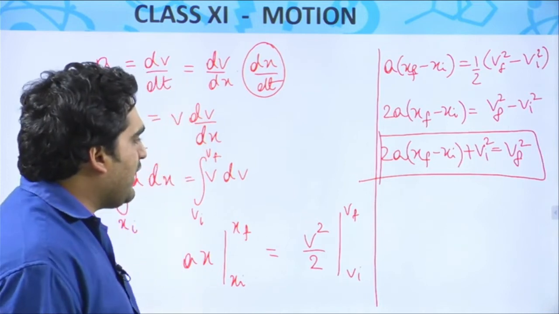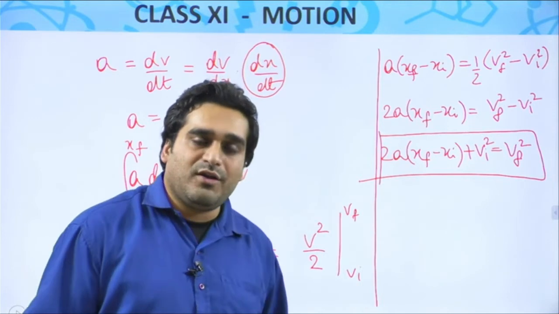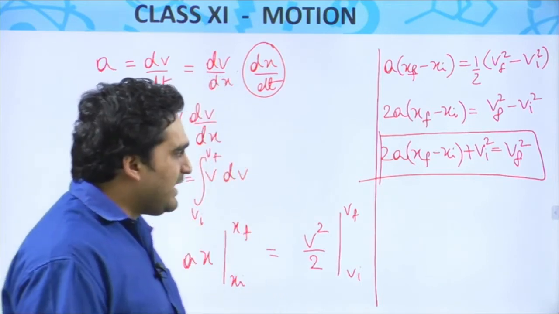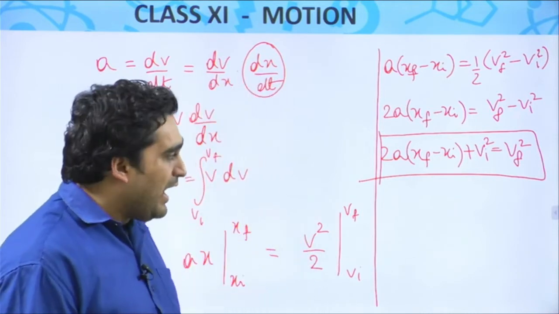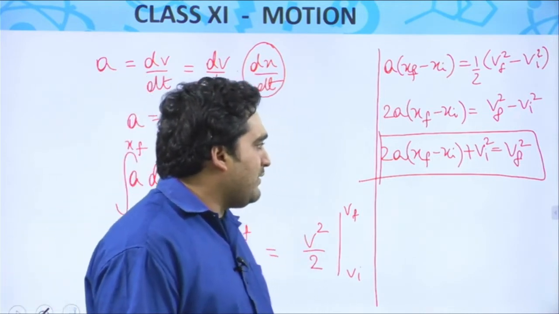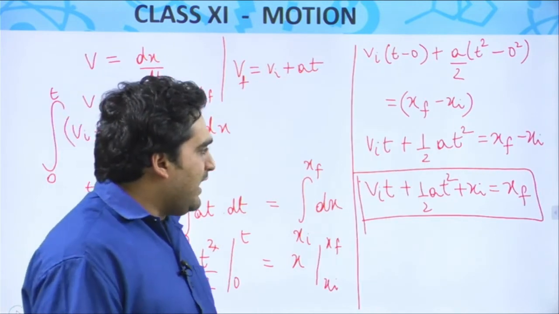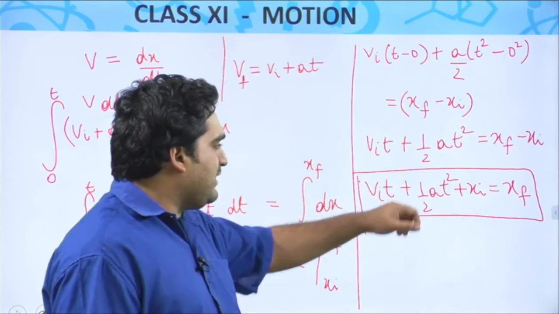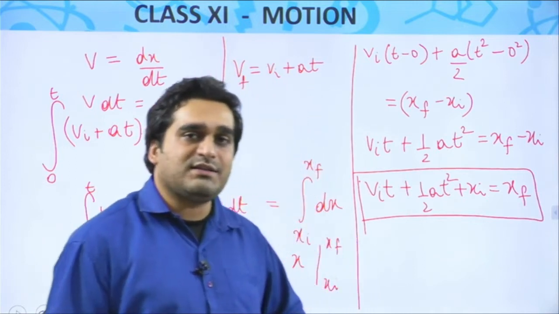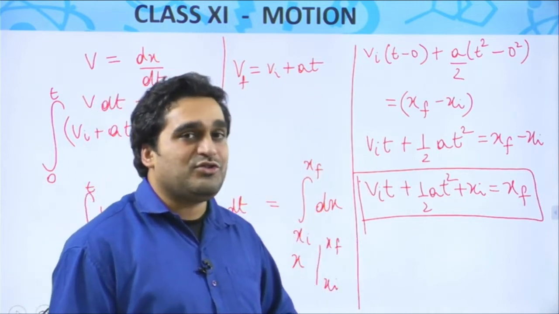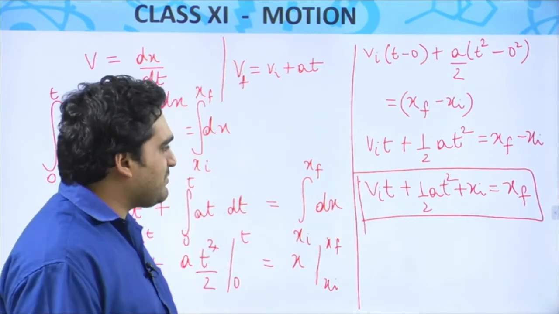Okay, now we have successfully derived the three equations of motion, where you have v equals u plus at, but in this case I've written it as vf equals vi plus at. And then the second equation of motion, xf equals vi t plus half at square plus xi, or simply you would have learned it in your 9th standard as s equals ut plus half at square, right? So it's a similar expression.